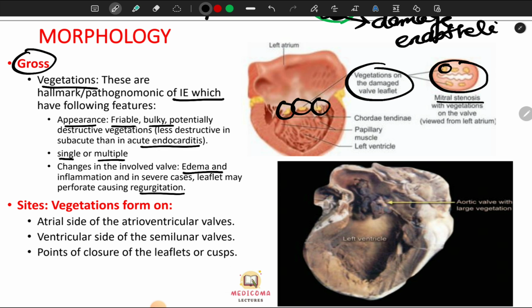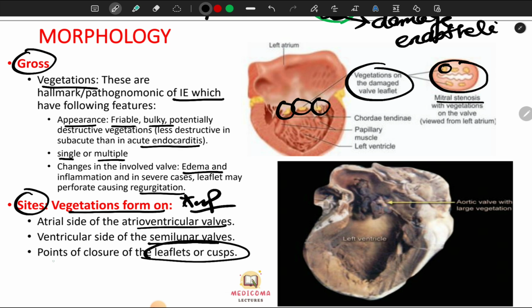So what are the most common sites where the vegetation can form? The atrial side of the atrioventricular valves. These can be asked in any MCQ question in any exams. What are the sites of vegetation formation in infective endocarditis? So please remember these points. And the ventricular side of the semilunar valves, at the point of closure of the leaflets. These are the most common sites of involvement.